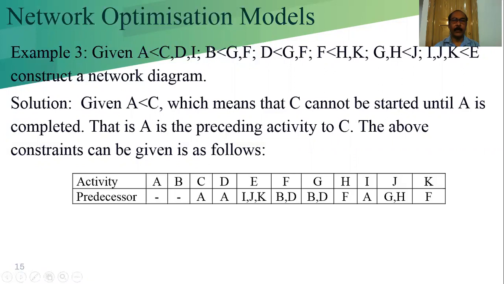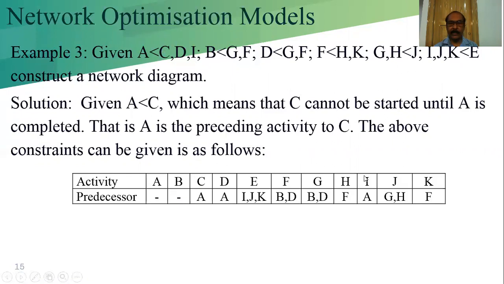A, B, both have no predecessor. A and B have no predecessor in the given relations of the constant. We can write A and B with a hyphen. C, if we find out, has the predecessor A, and D has the predecessor A.